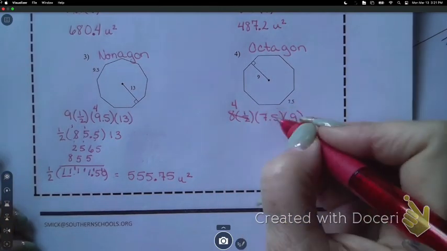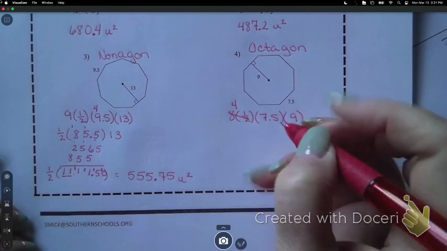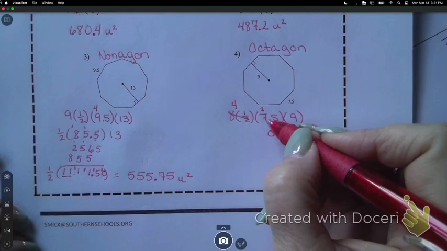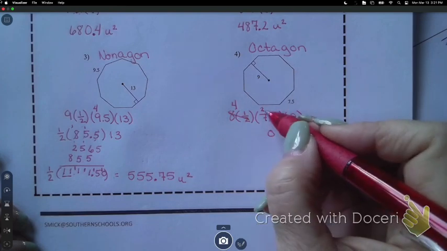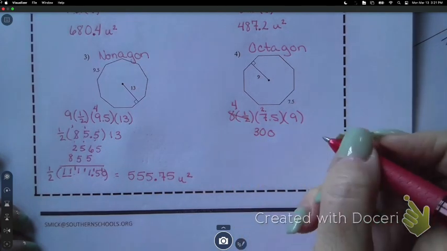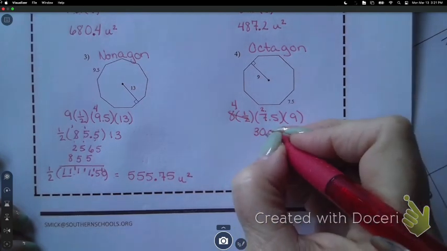Okay, so 4 times 5 is 20. So carry a 2. 4 times 7 is 28, plus 2 is 30. So with how many decimals? 1. So now we just have 30 times 9.